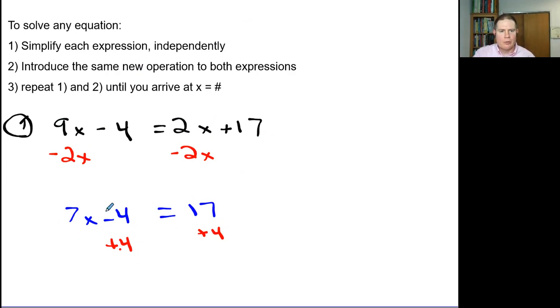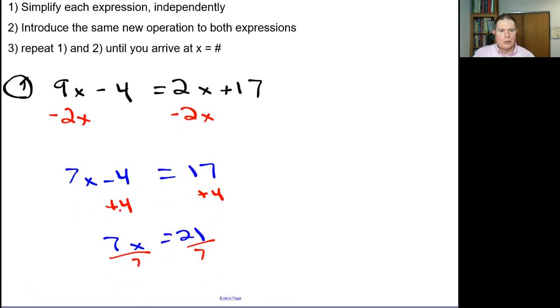So there's my 7x minus 4 plus 4. There's plain 7x. 17, 18, 19, 20, 21. And now to undo that multiplication, I'm going to divide by 7. And x times 7 divided by 7, that gets me x. 21 divided by 7 is the whole number, 3.